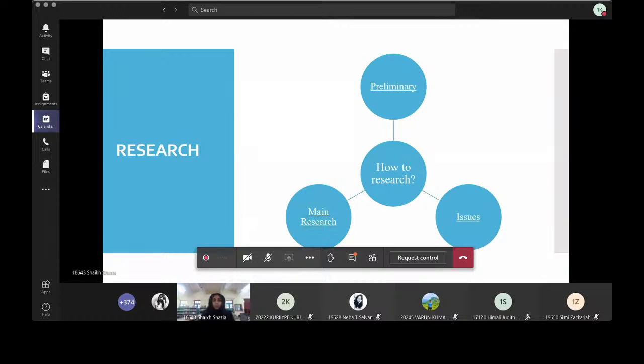Now, research, I will be discussing it in three parts. The first is the preliminary, what are the preliminary steps that you need to take before you start with your research. The third is how do you tackle the issues. Every proposition, like I hope you're familiar, thanks to Himali, she said a proposition is the moot problem. So every proposition has issues. So we'll be tackling that, and then the main research. What exactly goes in the main research?